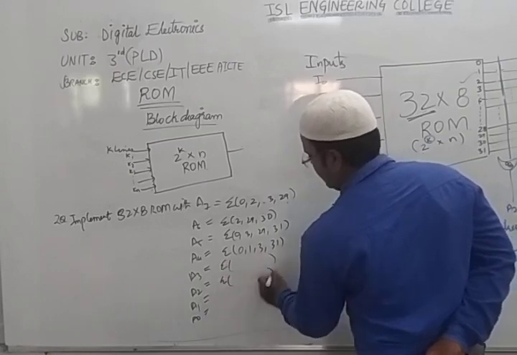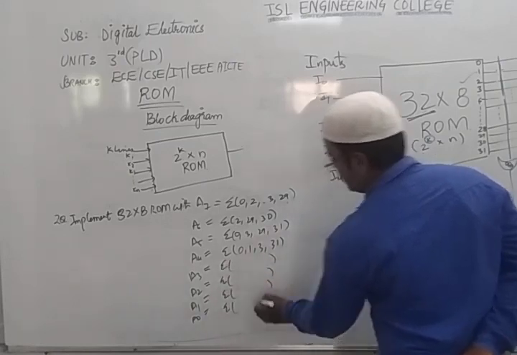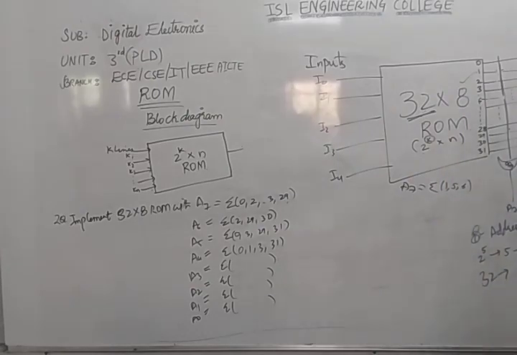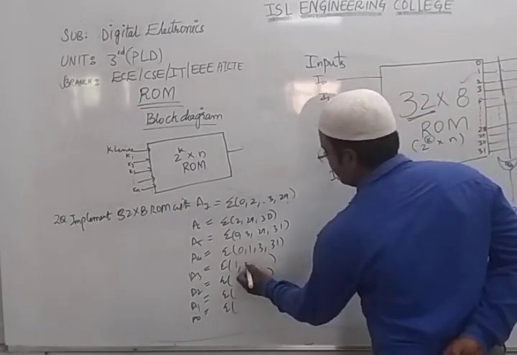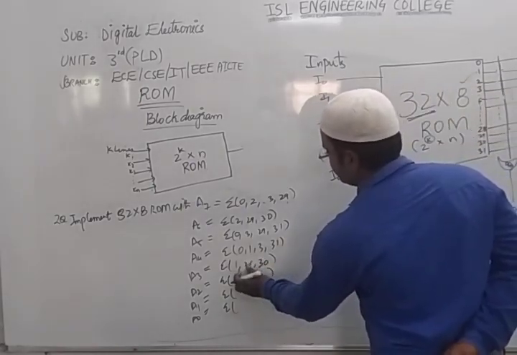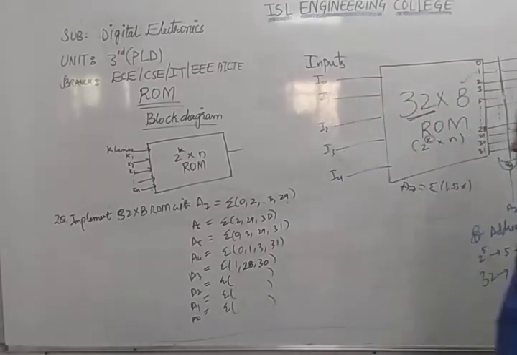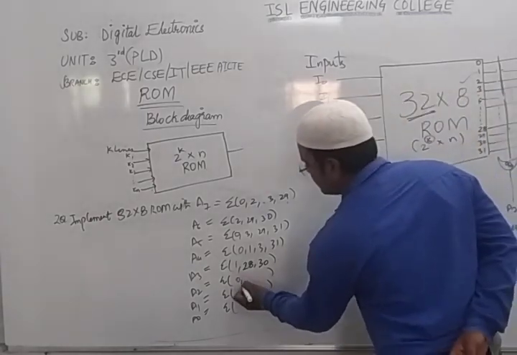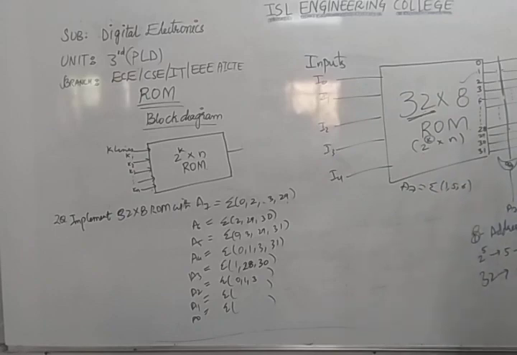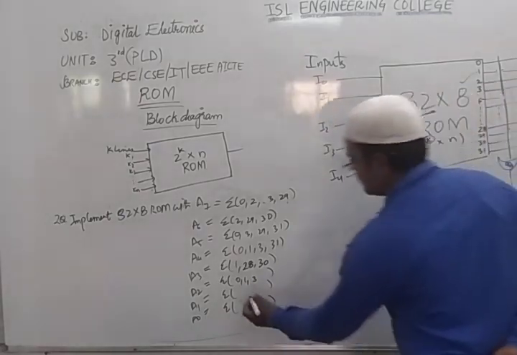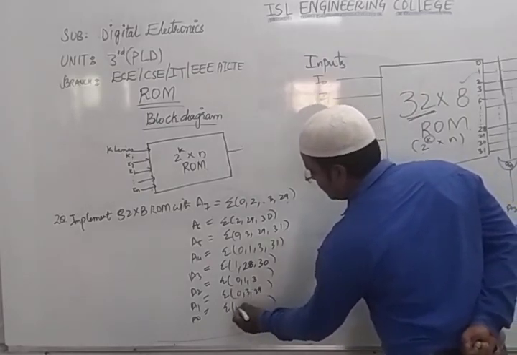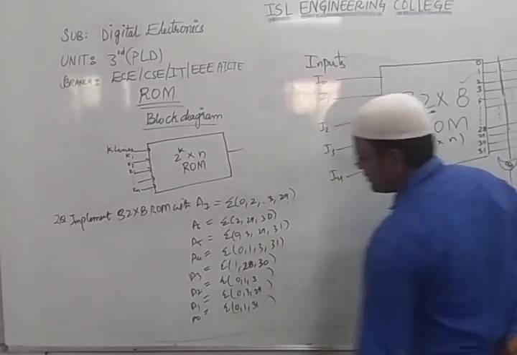Next, A3, then A2, A1 and A0. So these are our values. A3 is 1, 28 and 30. Next, A2. What A2 value do we have? A2 is 0, 1, 3. Next, A1 is 0, 3, 29. Next, A0 is 0, 1, 3, 31. These are the values they gave in the question.